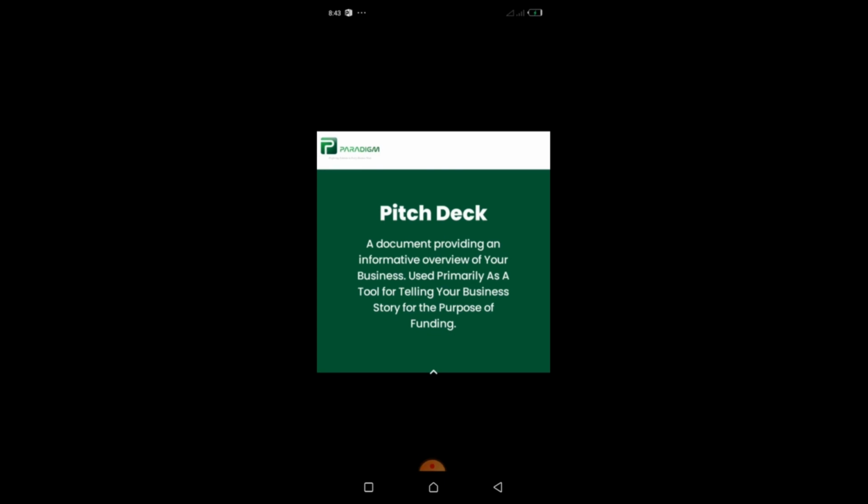I would explain the differences between an elevator pitch and a pitch deck. Now, you see, an elevator pitch and a pitch deck are similar only because both of them are pitches. A pitch means an explanation. For an elevator pitch, we're talking about an introductory explanation of what you do. But for a pitch deck, we're talking about a storytelling explanation of an overview of your business. So it is not just a short one, it is a detailed overview of your business.